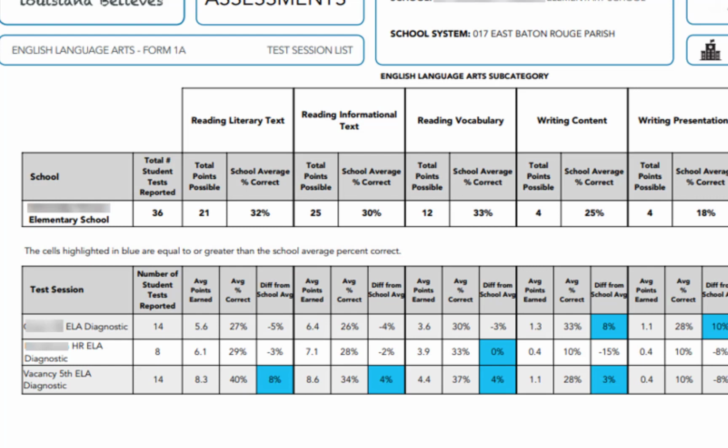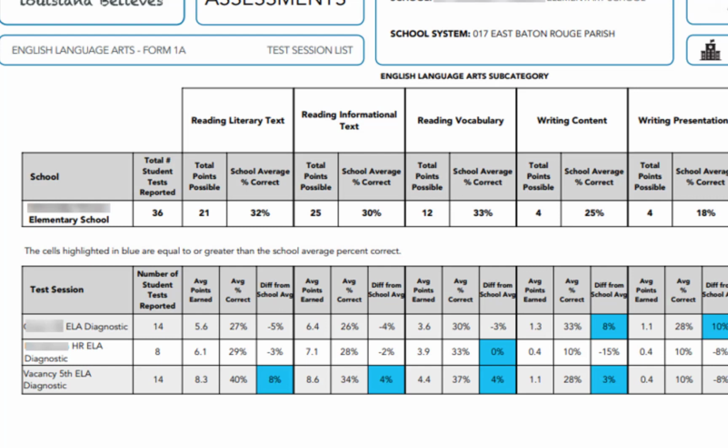So from all of these students here, these numbers, 14, 8, and 14, should add up to be 36. And remember, the school average was 32. So for teacher 3, the students did better than the school average. See, it's in blue.